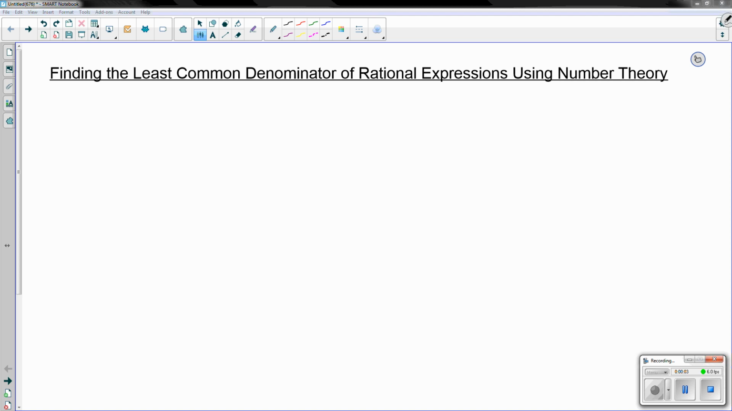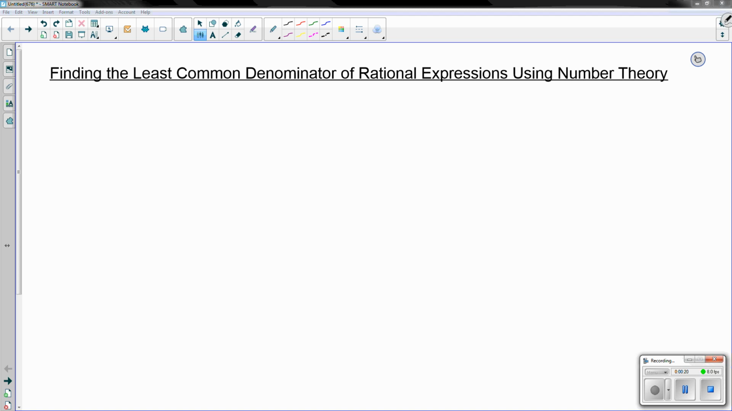Finding the least common denominator of rational expressions using number theory. Finding the least common denominator of a rational expression may be a task that we need to complete when solving rational equations or adding and subtracting rational expressions. And for some, that can be a difficult task.